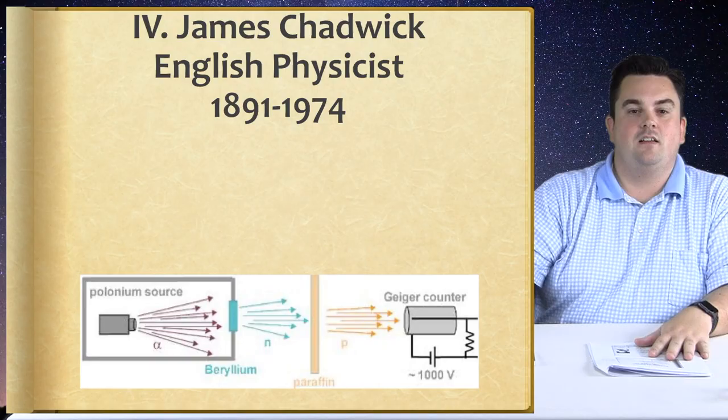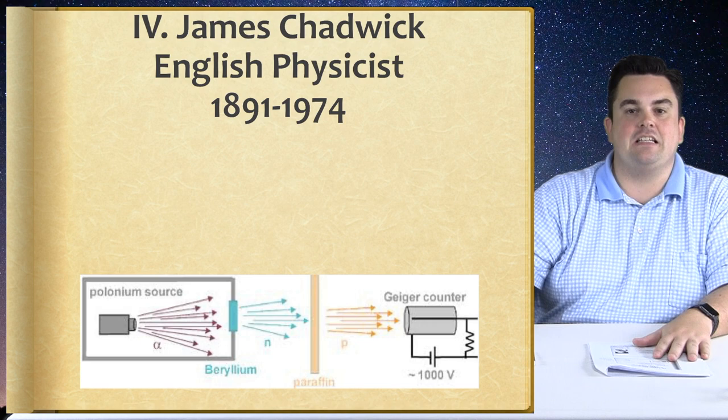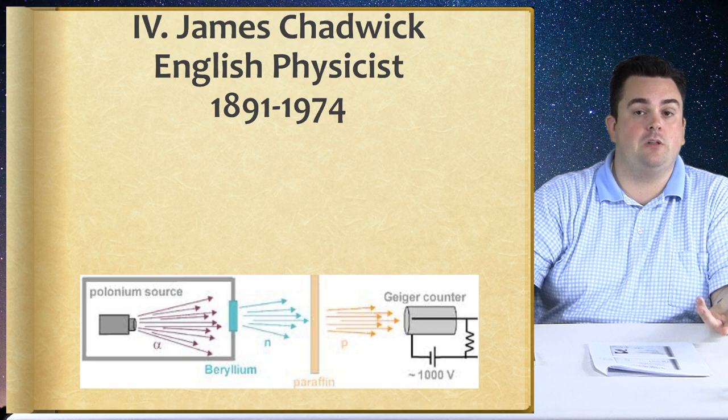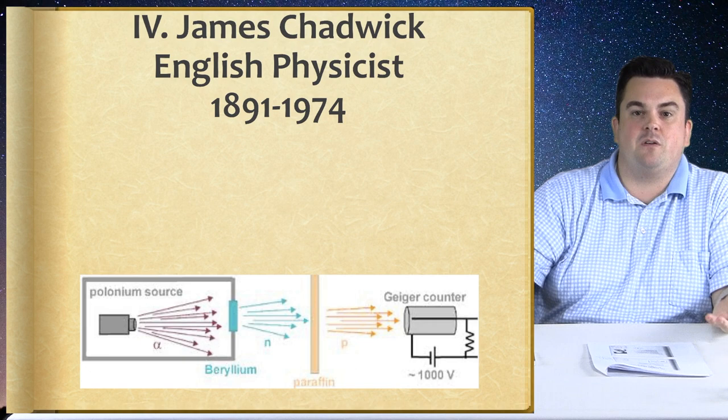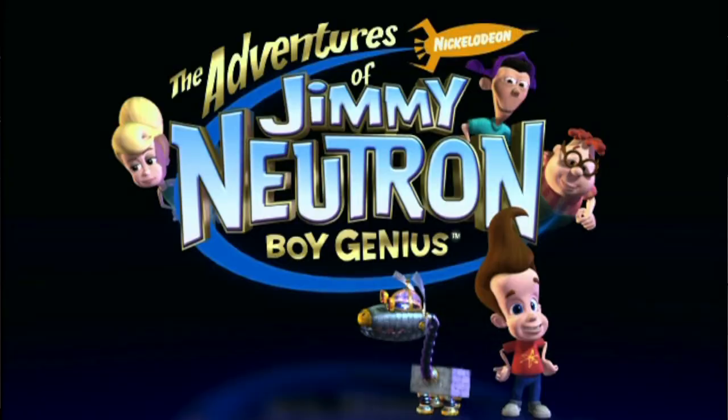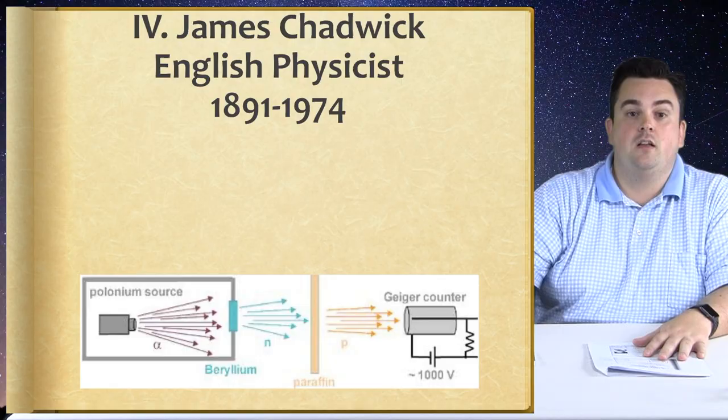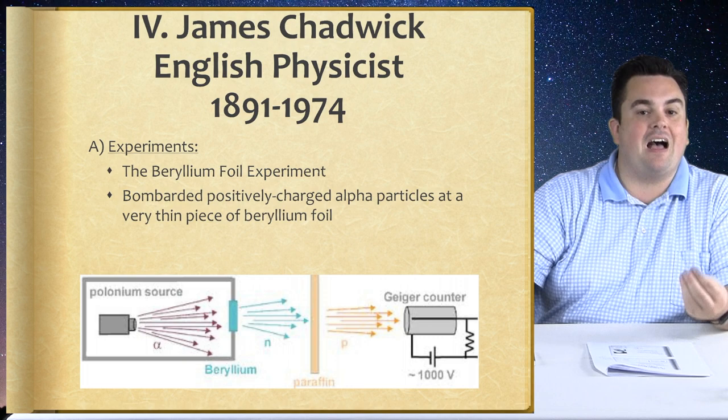James Chadwick, English physicist, 1891 to 1974. So far scientists have discovered the electron, the proton, and the nucleus, but scientists could not account for the rest of the mass that was still missing from the atom. So along came James Chadwick, who I like to call Jimmy Neutron. His experiment was the beryllium foil experiment. He bombarded positively charged alpha particles at a very thin piece of beryllium foil.